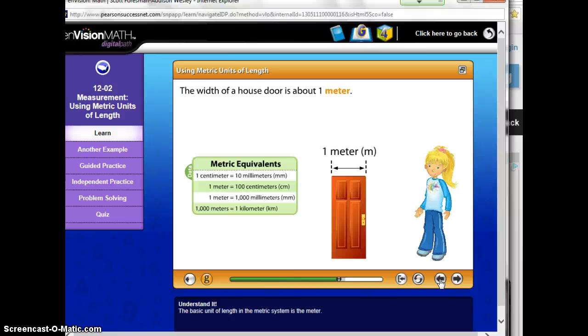We want to use specific vocabulary that's going to help us. Brendan? The length of my smartboard would be about 1 meter. Kaden? The length of the flagpole. Good. And finally, America. The length of the whiteboard. Very good. So some things are longer than 1 meter, right? But we'd still use the unit meters to measure them.